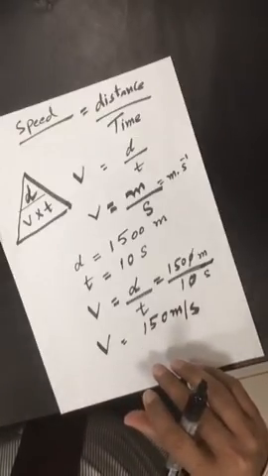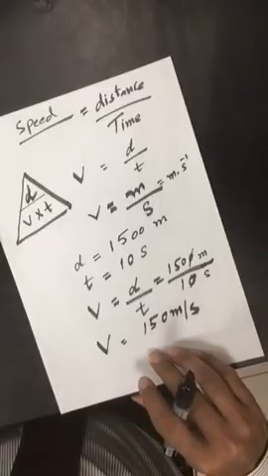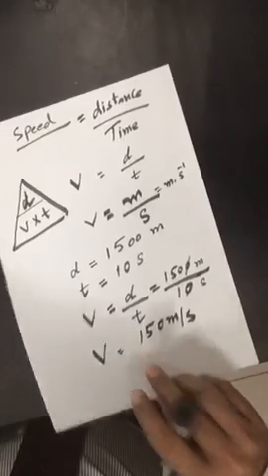Speed has no direction, so it's not a vector quantity, it's a scalar quantity. There are different types of graphs which are used to represent speed. Like if you see such a graph between speed and time, what will you understand from it? Now we'll discuss this thing.